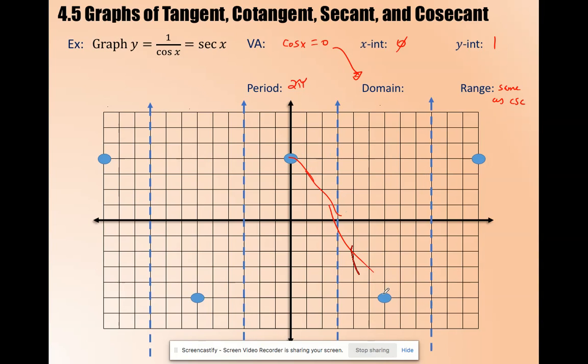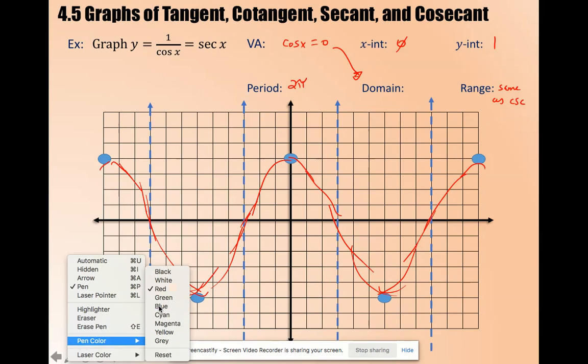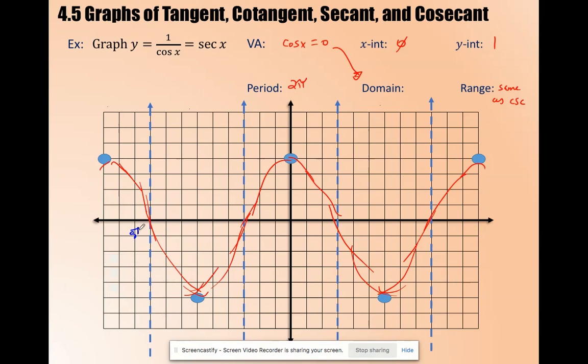Cosine looks like this. So if you can draw a cosine, you can draw a secant because you're going to draw vertical asymptotes through every sinusoidal hit. And you are going to take every max and make it a min, every min and make it a max, and then flip and swoosh. Flip and swoosh.